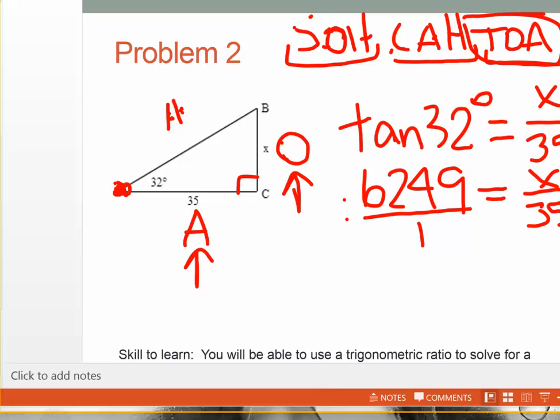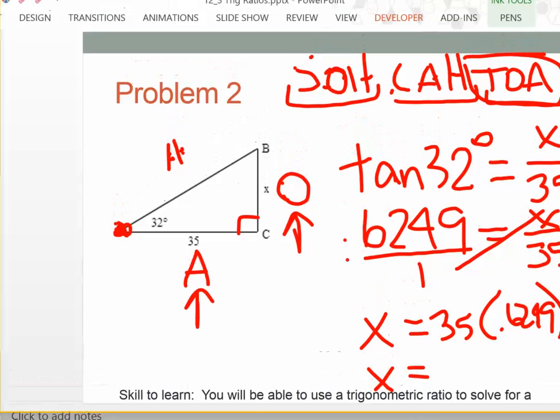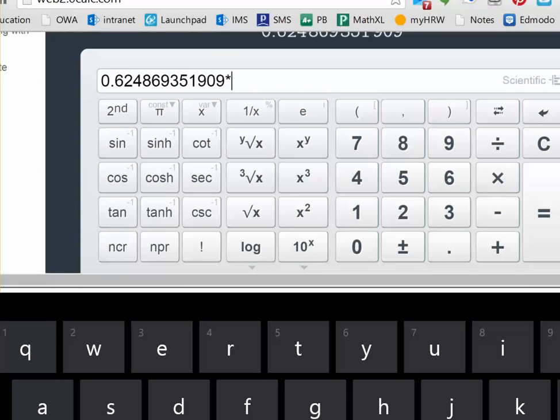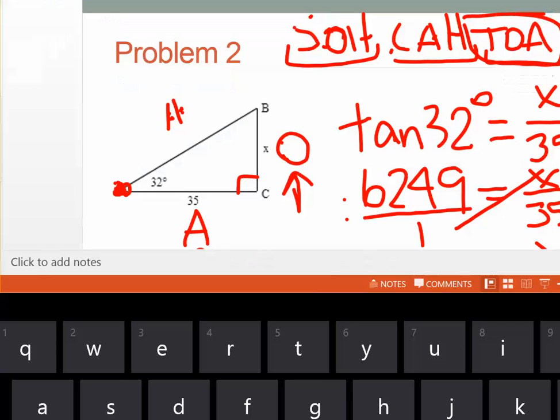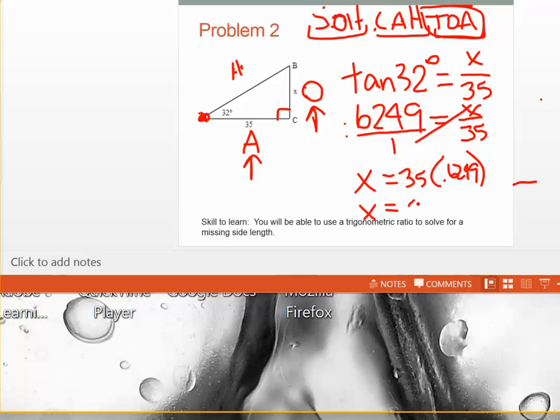So when you cross multiply, you would just get x times 1 equals 35 times 0.6249. Okay, and then x is going to equal 35 times 0.6249. And bear with me while I go back to my calculator. So times 35. And we get about 21.87. You're going to get lots of decimal answers, and that is just fine. Okay, 21.87.